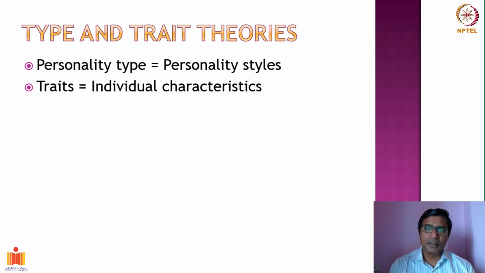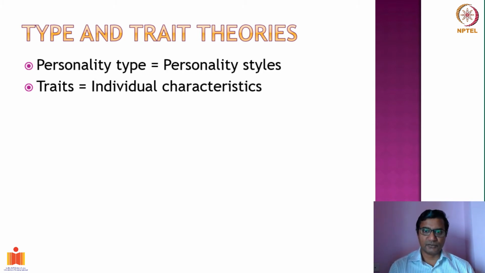This may sound similar, but I'll explain with an example. Type theory believes that each individual has a particular style of personality, a particular style of behaving. So you can categorize people in some 4-5 styles. You can measure somebody's personality and group that person in one particular style. These styles are mutually exclusive in nature, so one style will not overlap on the other. These are categories.